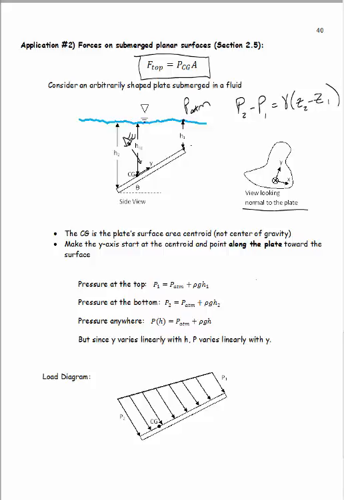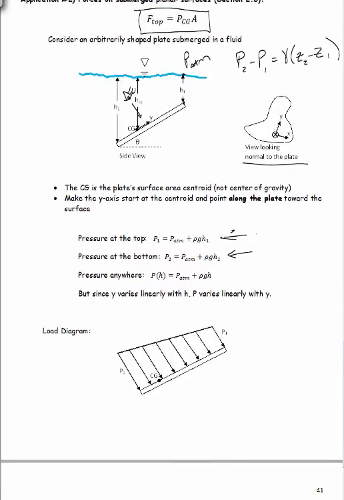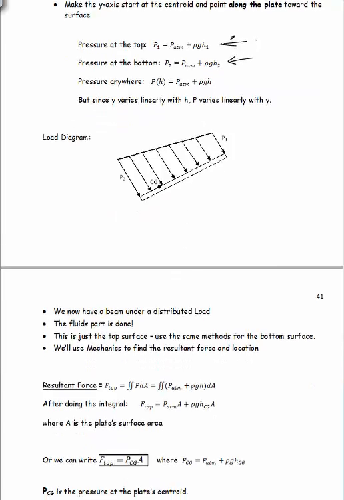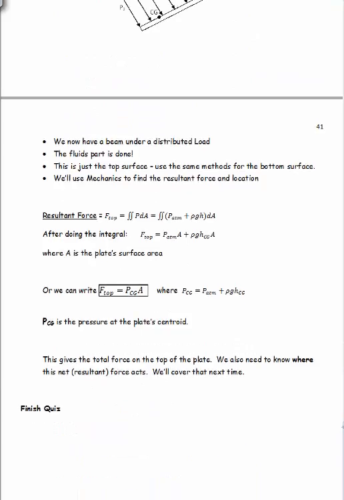Since y is going to vary linearly with h, just by that trig relation, P is going to vary linearly with y. Okay, so P is going to go up linearly with y. And if we draw a load diagram, this is what we're going to get: a line. We've got P1 here, which is this, and P2 here, which is that, and everywhere in between is that equation. It's going to be a straight line. So basically, you just end up with a distributed load, just like a strength problem or statics problem.